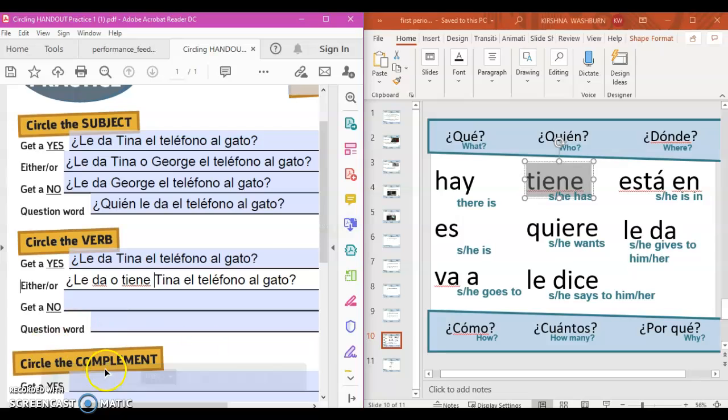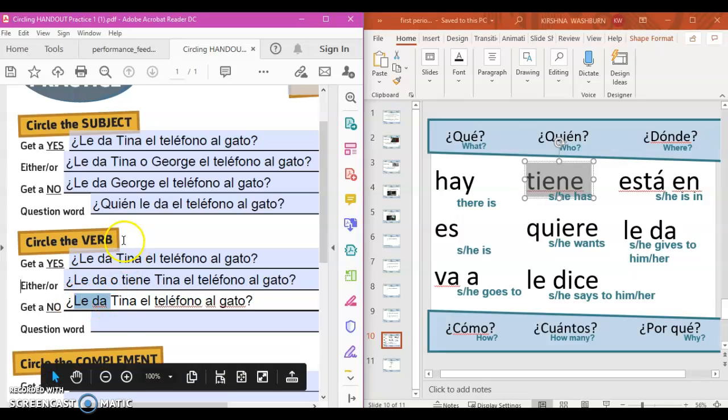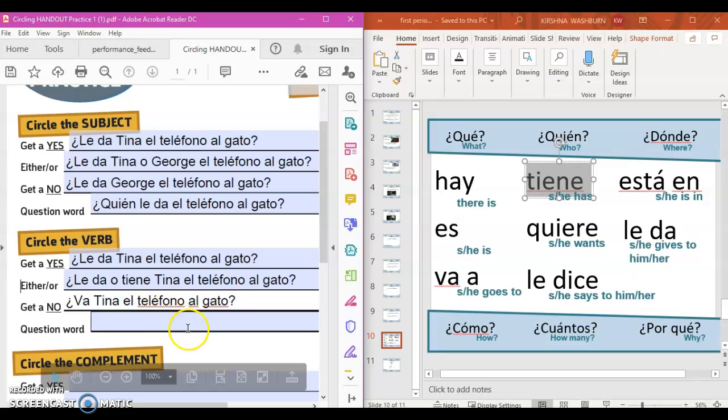So for the no question, what we can do here is we can take our original guide question and we want to replace the verb because that's what we're working with in this section. And we're going to replace it with a verb from over here. And we're trying to get a no answer. And let's see, how can we get a no answer? So let's use goes. Va Tina el teléfono al gato.